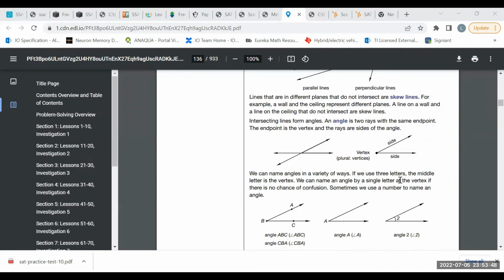The next concept is that of an angle. An angle is formed by two rays which have the same endpoint. That endpoint is called the vertex, okay, and the two rays are called the sides of the angle. Does that make sense?